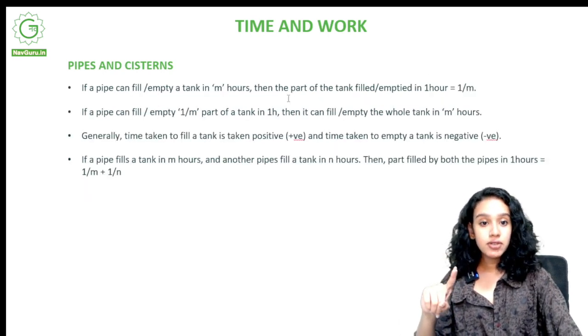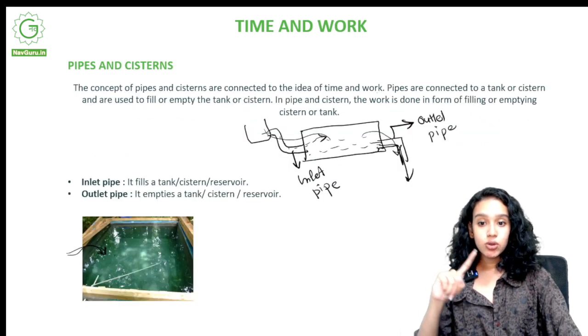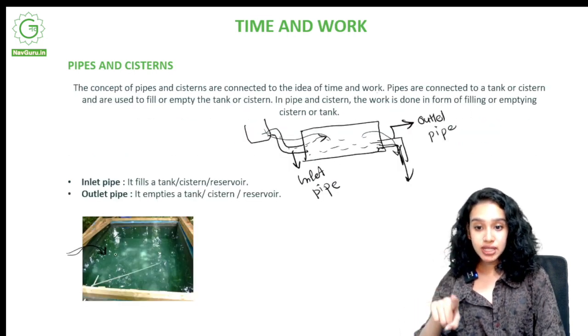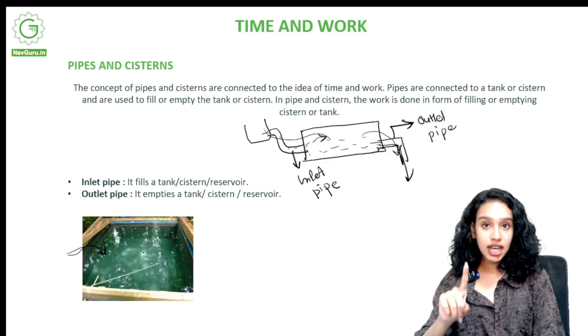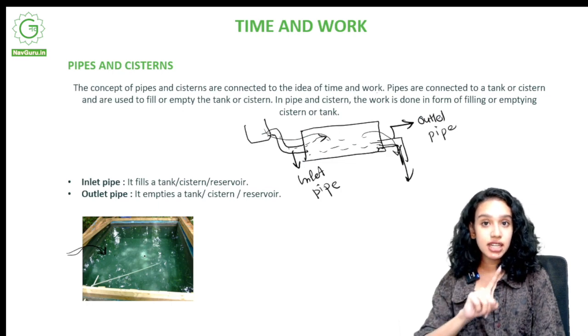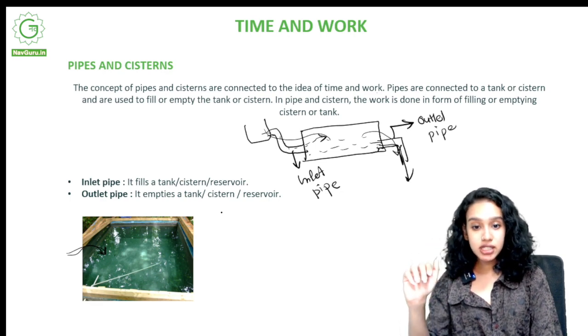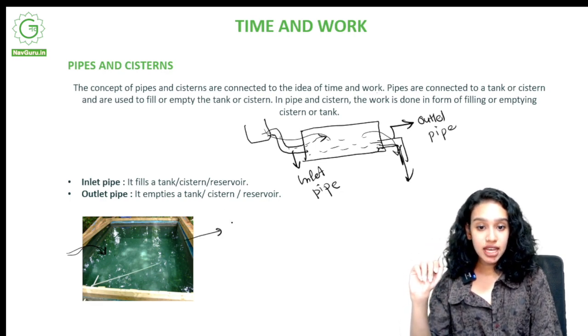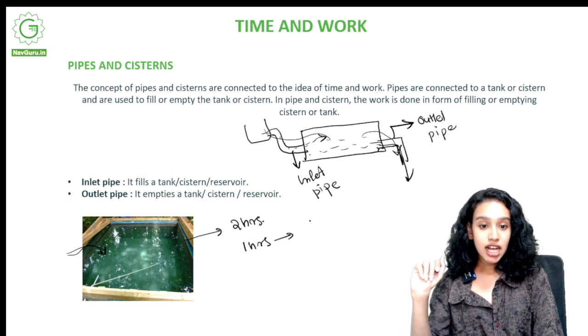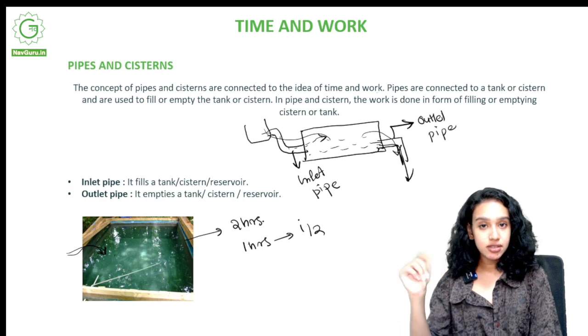Now, the part of the tank which is filled or emptied in 1 hour. So, if I'm taking 2 hours to fill this tank, the part of the tank that is getting filled in 1 hour is 1 by 2. Does that make sense? How does this happen? I am filling this tank in 2 hours, right? Now, I'm saying that in 1 hour, how much do I fill? I fill half of it, right?